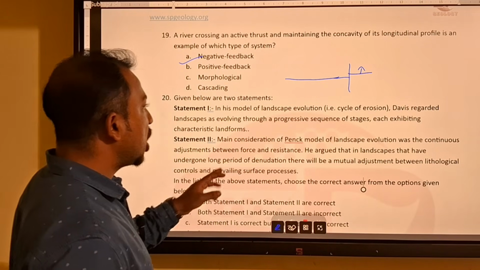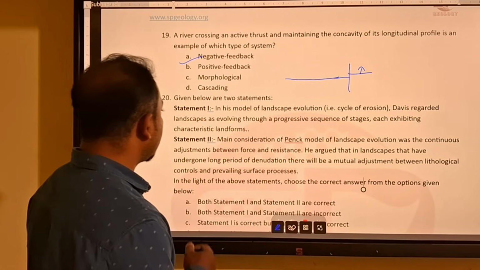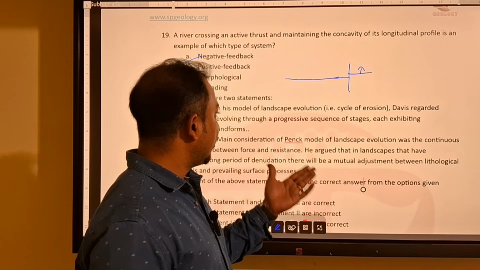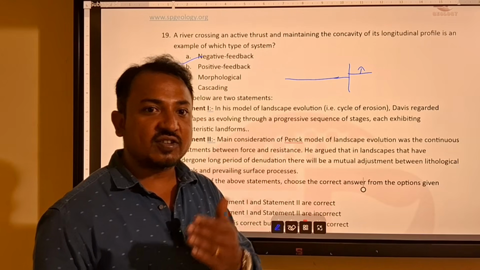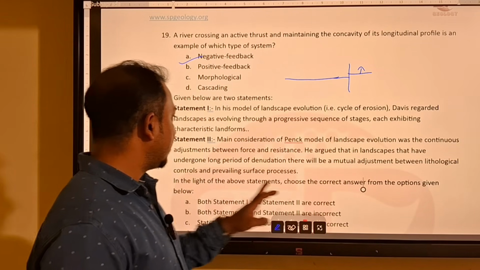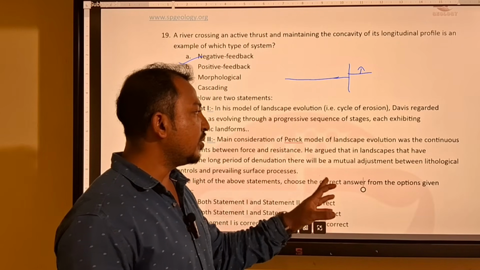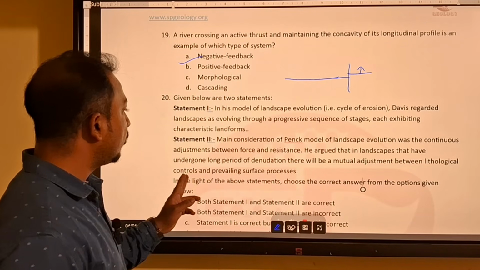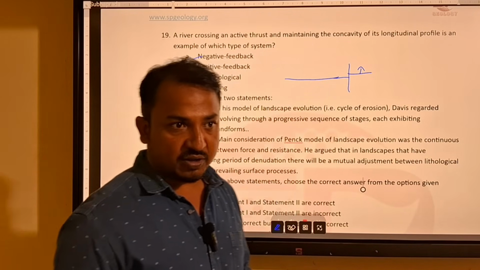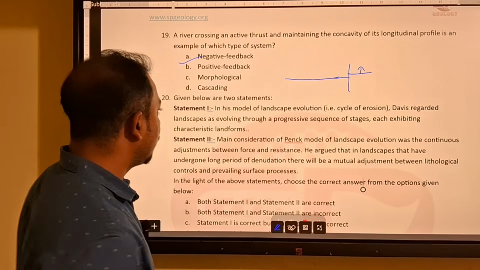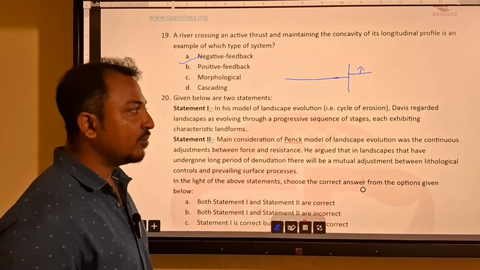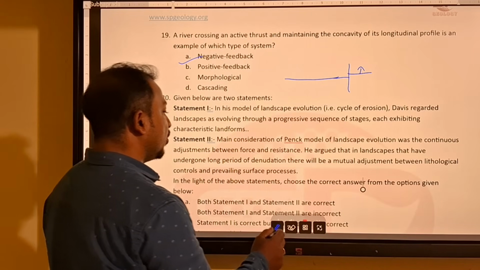But according to the Penck model, landscape evolution was a continuous adjustment between force and resistance. So according to Penck, there are no particular stages like youth, mature or old. He argued that in landscapes that have undergone a long period of denudation, there will be mutual adjustment between lithological controls and prevailing surface processes. That means if there is erosion, then there will be uplift. So that will be tectonic adjustment, according to the Penck model. So both statements indicate their respective models. So statements 1 and 2 both are correct.